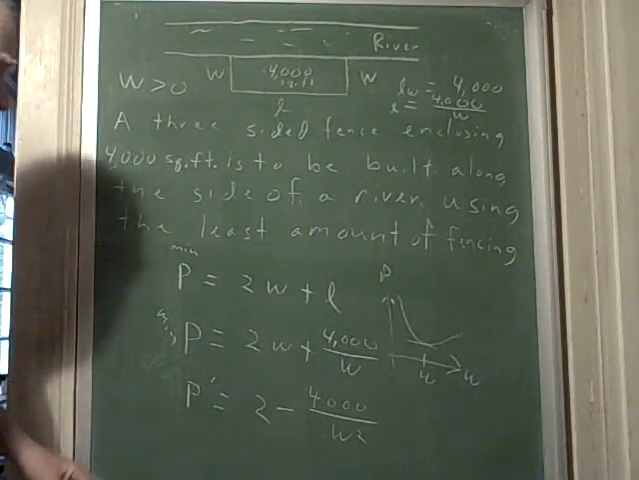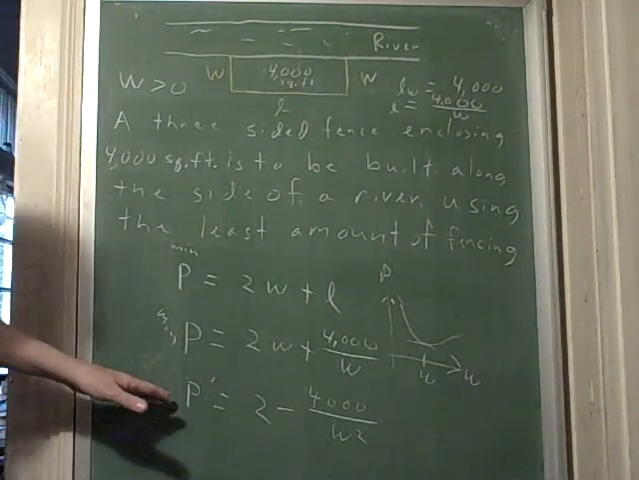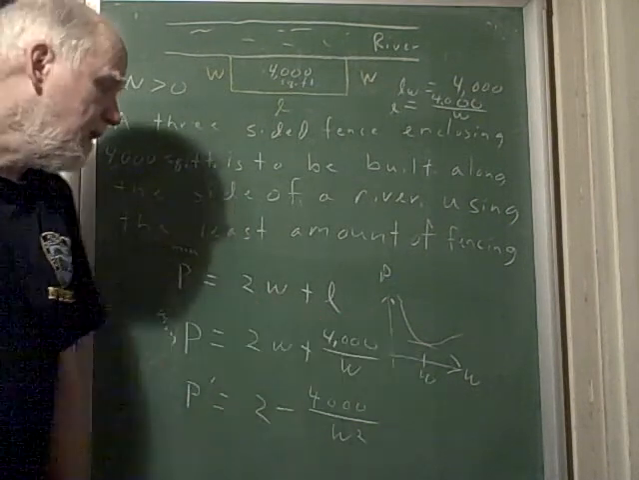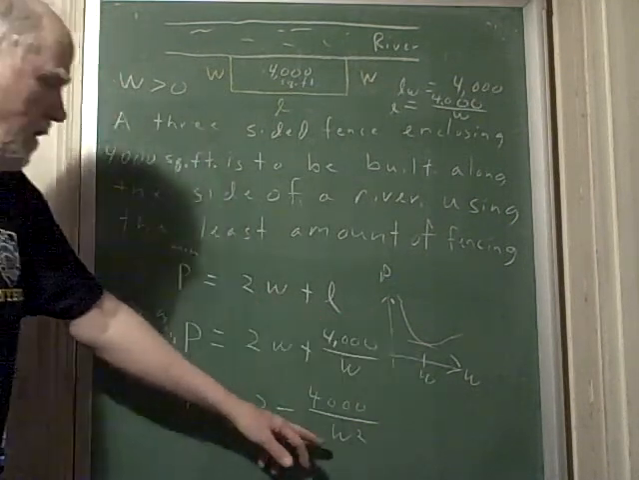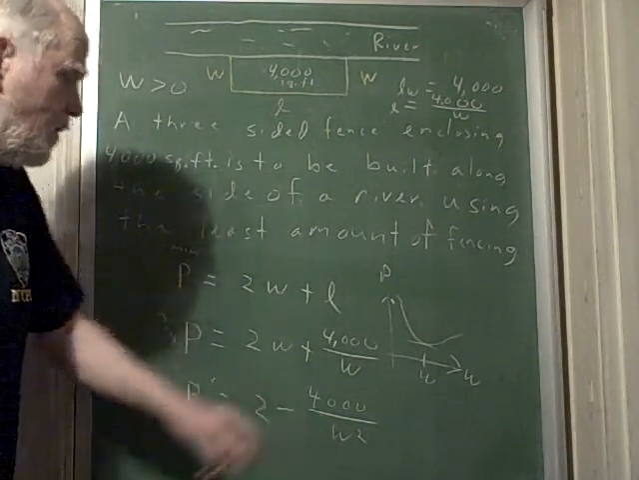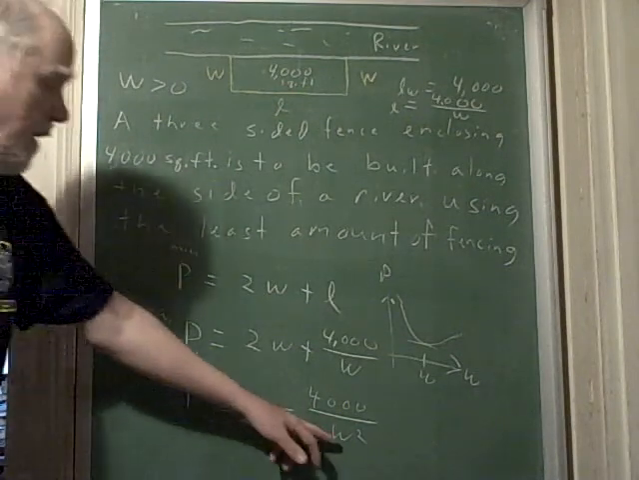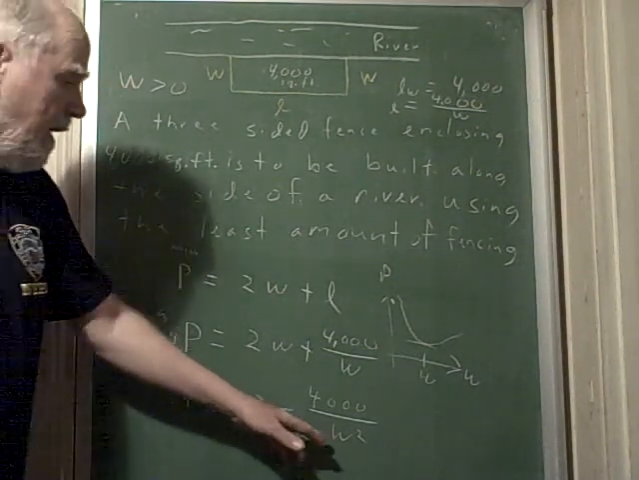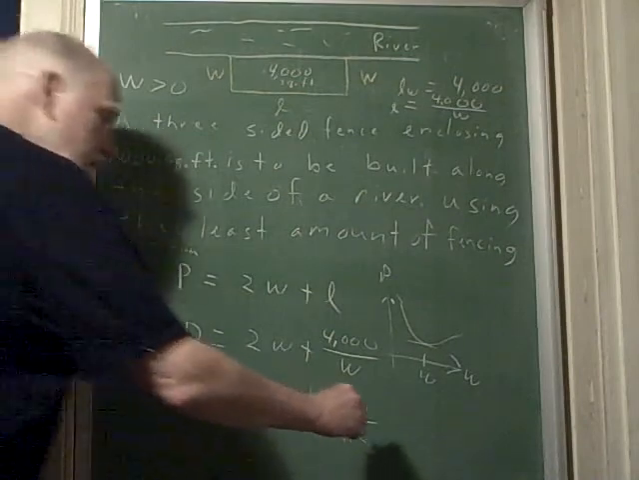There's our P prime. And we look for places where this might have a local max or a local min. The places we look are where it's undefined, and you might say, well, shouldn't W equals 0 be a critical point? No, W has to be greater than 0, so we can't use that. So wherever this thing equals 0 will give us a critical point.